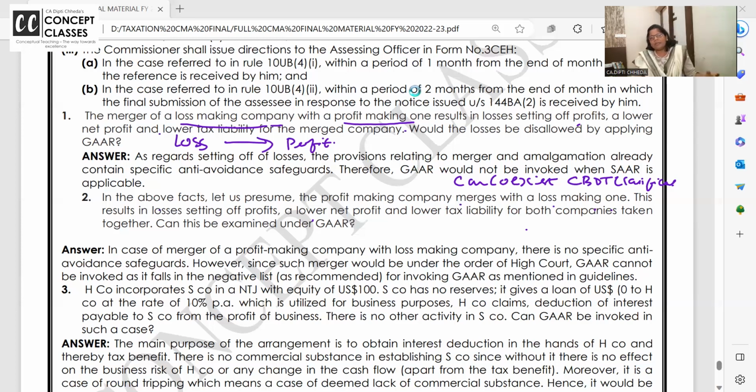They are saying that SAR में clearly दे दिया कि ये allowed है, disallowed है, तो गार की जरूरत नहीं है, but both can coexist.